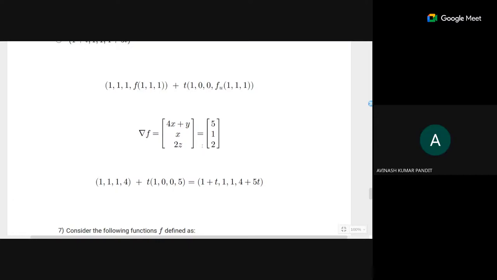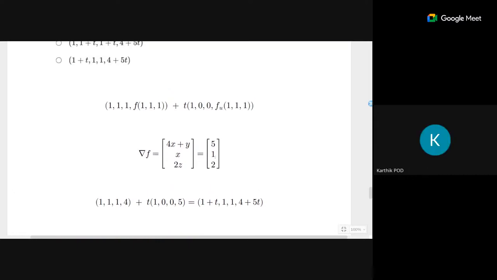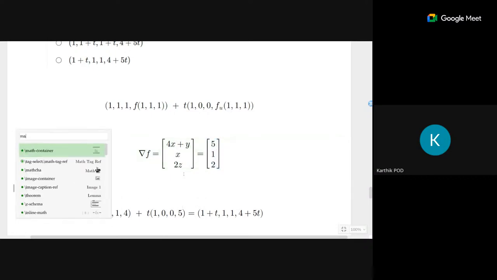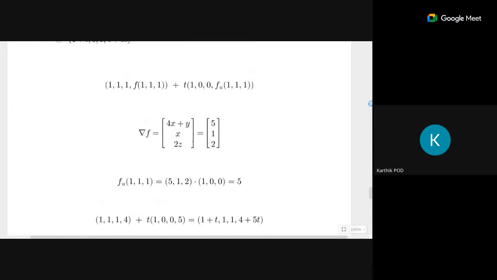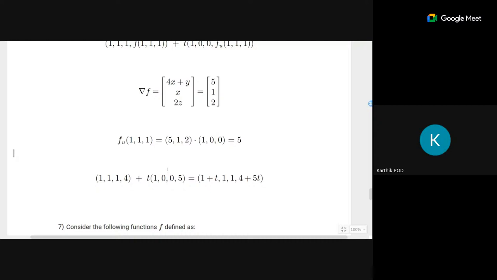Okay, is this fine? The last line, please? What we are doing here is the dot product of this with the direction 1, 0, 0. So what we have found out is fu of 1, 1, 1 is nothing but this 5, 1, 2 dot product with 1, 0, 0, which is 5. Okay, so this becomes 5, so 1, 0, 0, 5, and we are just evaluating the function at 1, 1, 1.